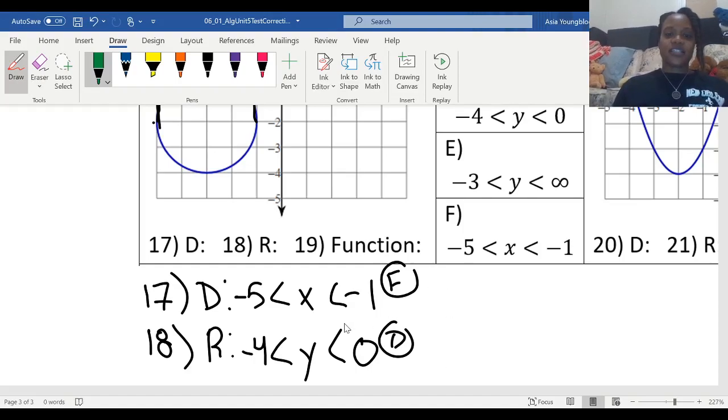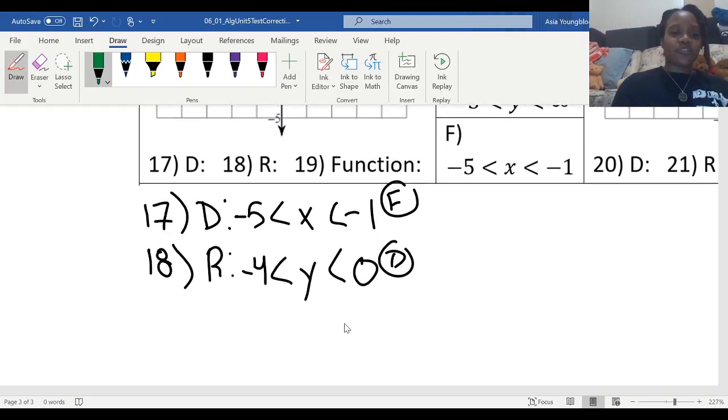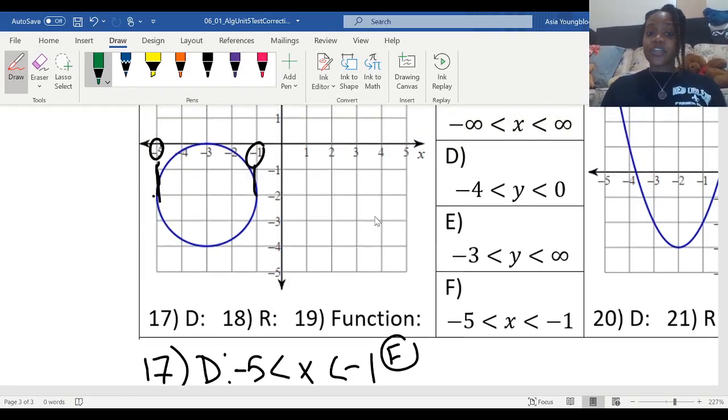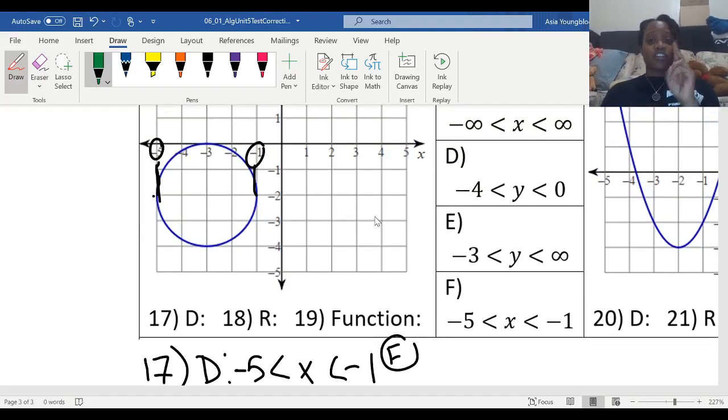The last question, 19, asks whether or not the graph represents a function. To determine if a graph represents a function, we use the vertical line test. The vertical line test shows us if there is one x value that has two different y values. If that occurs, that means our graph does not represent a function. So if we look at our x-axis, if we can find one x value that touches this graph 2 times, that means it has two different y values.